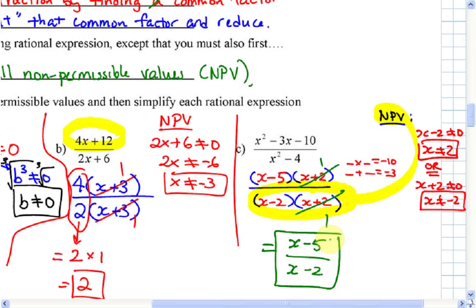All right. You try D. And then there's E and F, which are even more tricky. And I think I might actually stop after that for today.